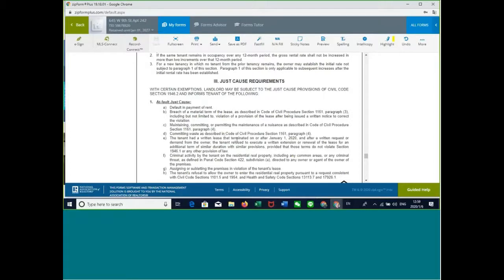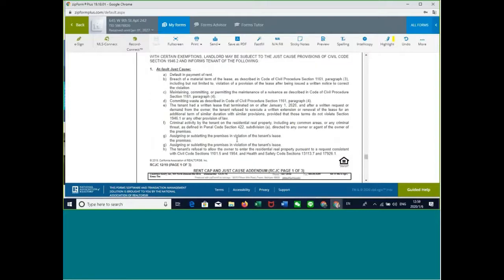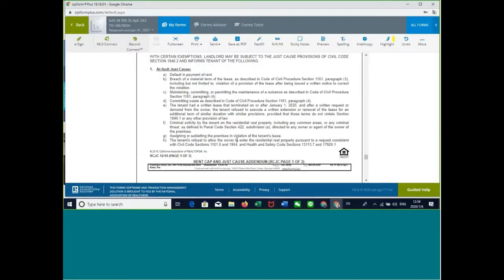Now, on E, if the tenant committed criminal activity, of course, they can be evicted, right? And then G, subletting without the consent of the landlord, they can be evicted. And then if they don't allow the landlord to go in to show properties or to make repairs. Not any kind of repairs though. It has to be emergency repairs. If they don't allow the landlord to show properties to prospective buyers or tenants, they can be evicted.